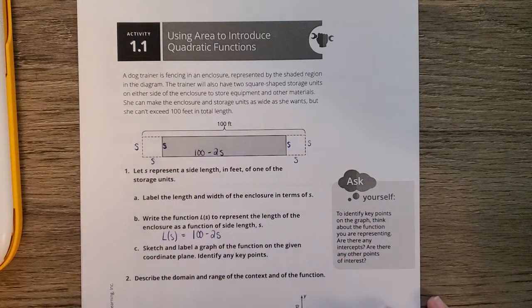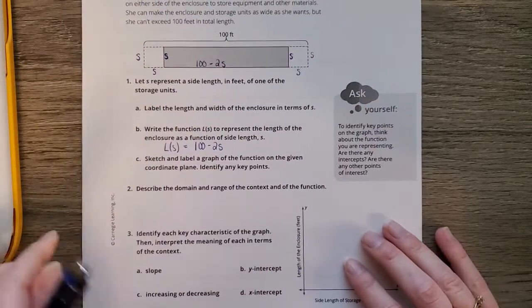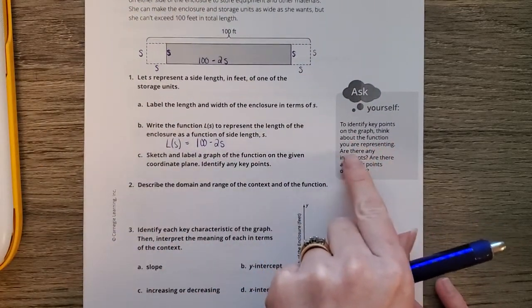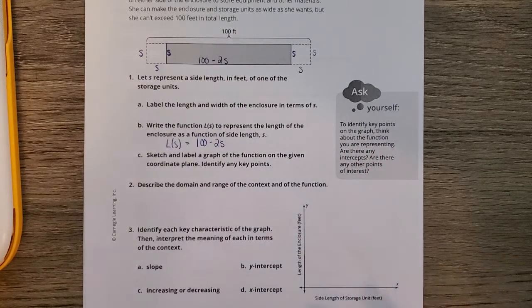Sketch and label a graph of the function on the given coordinate and identify key points. And it says, to identify key points, think about the function you are representing. Are there any intercepts? Are there any interesting points? So let's graph it first.